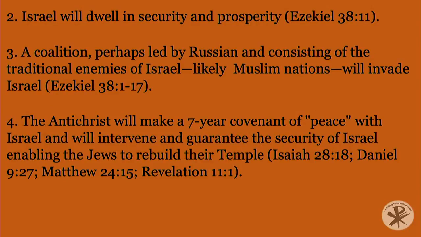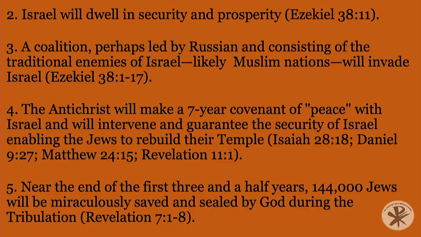We're not talking here about the Battle of Armageddon, but that one time when these forces will come against Israel. The fourth prophecy: the Antichrist will make a 7-year covenant of peace with Israel and will intervene and guarantee the security of Israel, enabling the Jews to rebuild their temple. That's found in Isaiah chapter 28, verse 18, Daniel 9:27, Matthew 24:15, and Revelation 11:1. So we know that time of peace, which will occur during that first 3.5 years of the tribulation, right after the rapture, will be a time when the Jews will be able to rebuild their temple in Jerusalem.